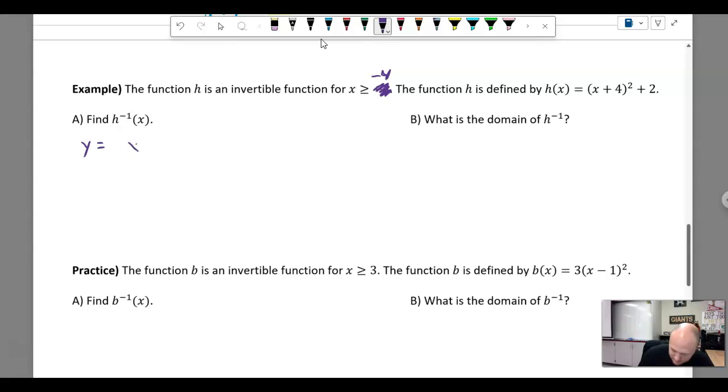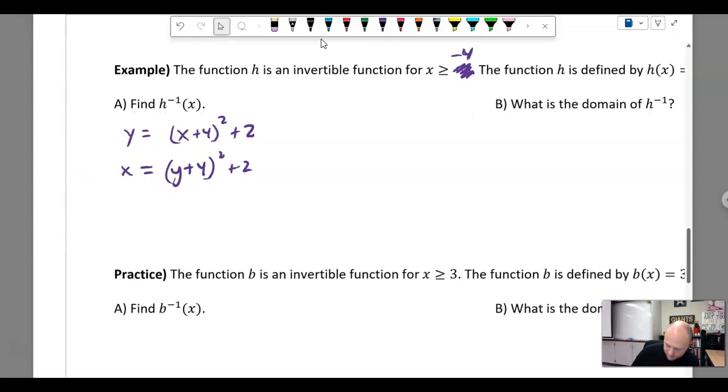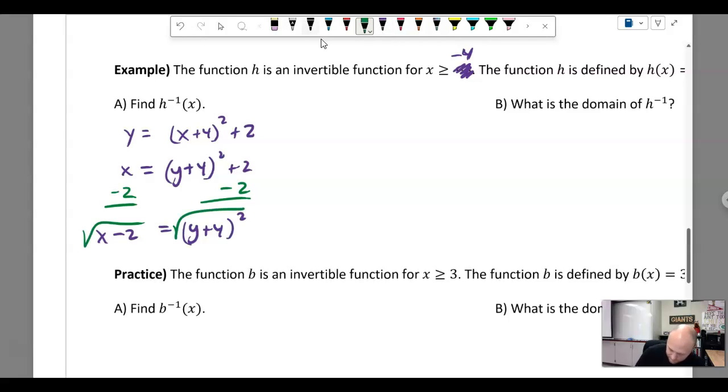So x plus 4 to the power of 2 plus 2. I'm going to switch my x and y. So y plus 4 squared plus 2, and we're going to subtract 2 on both sides. And we get x minus 2 is equal to y plus 4 squared. Then I'm going to take a square root. So I get the square root of x minus 2 is equal to y plus 4. And then we'll subtract 4 on both sides.